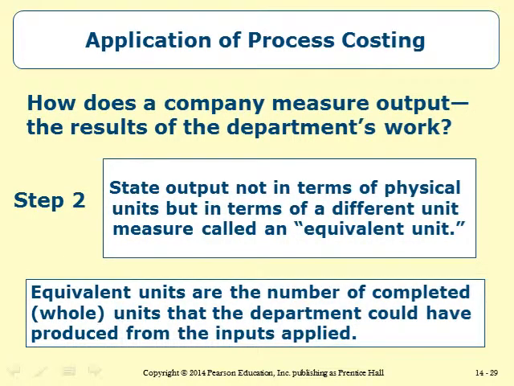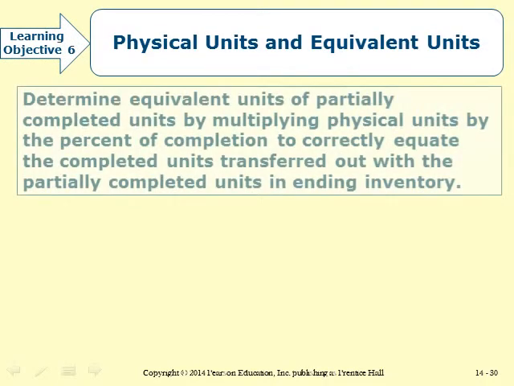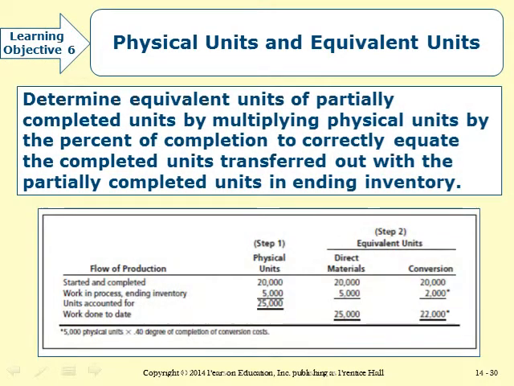So we want to be sure that we state output not in terms of physical units, but in terms of a different unit measure called an equivalent unit. Equivalent units are the number of completed or whole units that the department could have produced from the inputs applied. We determine equivalent units by multiplying the physical units by the percentage complete. So we determine equivalent units of partially completed units by multiplying physical units by the percent of completion. This equivalent unit measure correctly equates the completed physical units that are transferred out with the partially completed physical units in ending inventory.